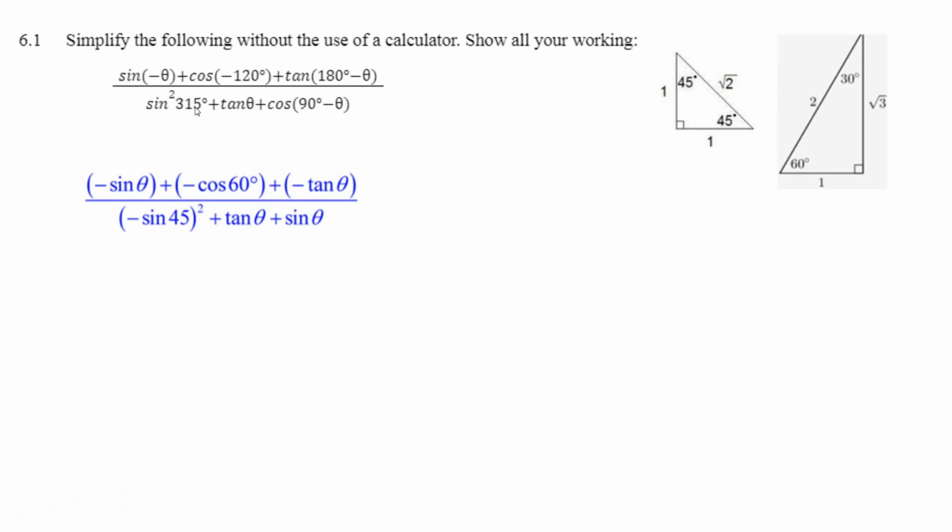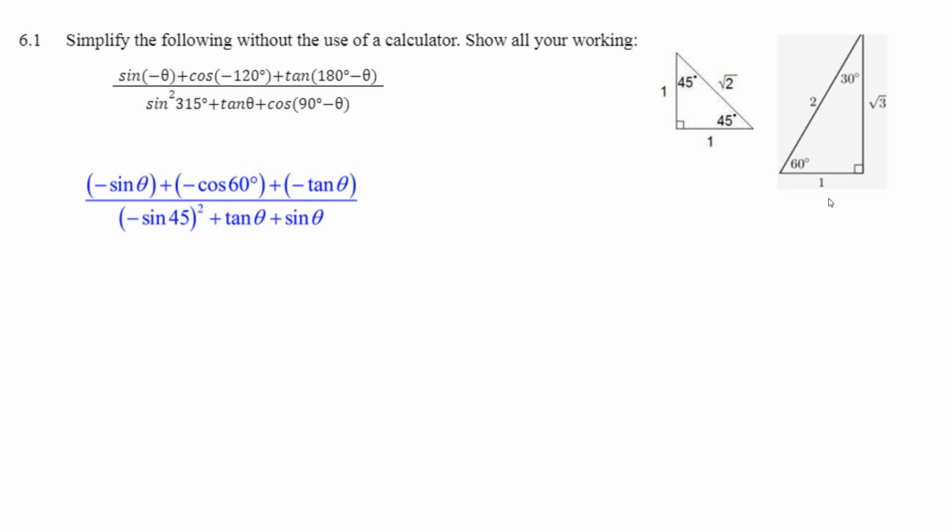The sine of 315 is 45 degrees short of 360 degrees. So the reference is 45 and sine's negative in that fourth quadrant. So you have to write a bracket minus sine of 45 squared because it says squared. Tangent theta, nothing to do there. But the cosine of 90 minus theta is sine theta. Well, there's a whole bunch of stuff all figured out.